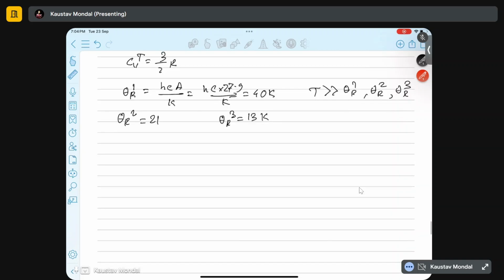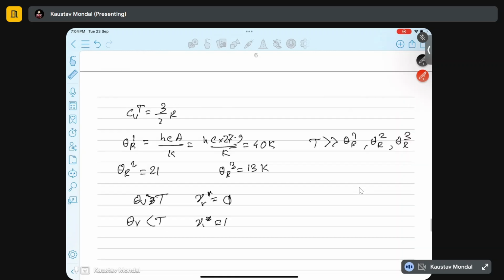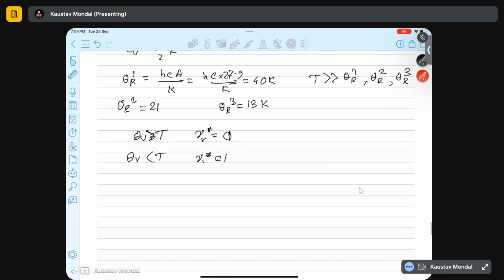Next you have to check the θ_V value. If the θ_V value is greater than T, then ν_V star will be 0, and if θ_V is less than T, then ν_V star will be 1. Depending upon that, we can calculate the CV. Now, the last problem.